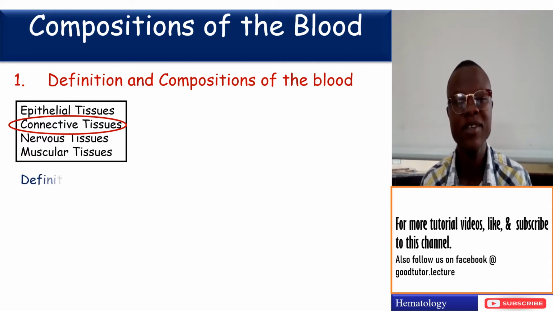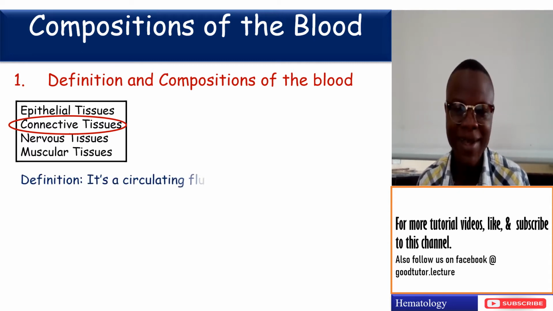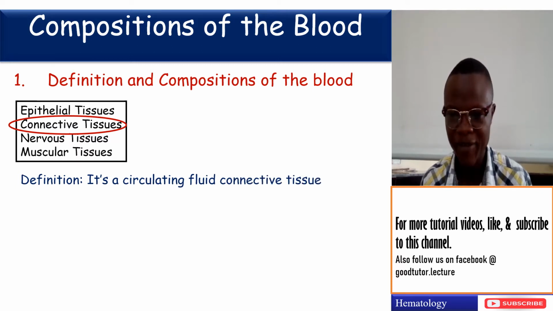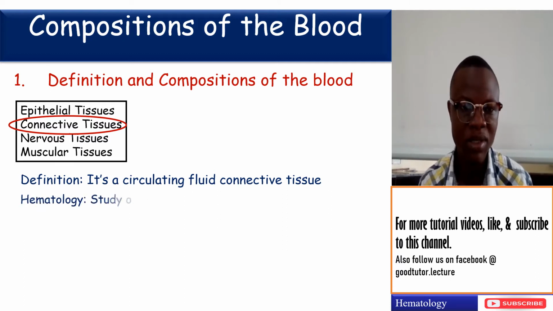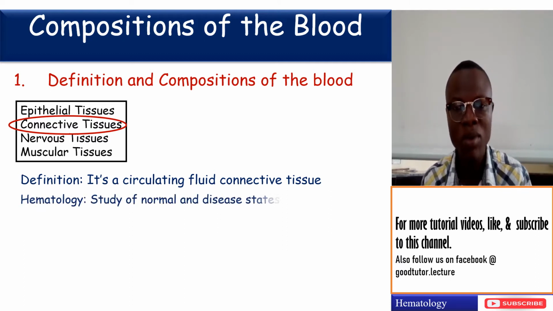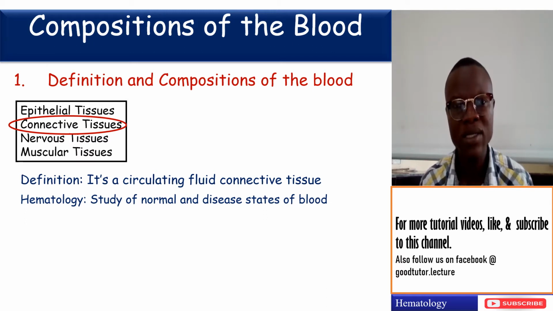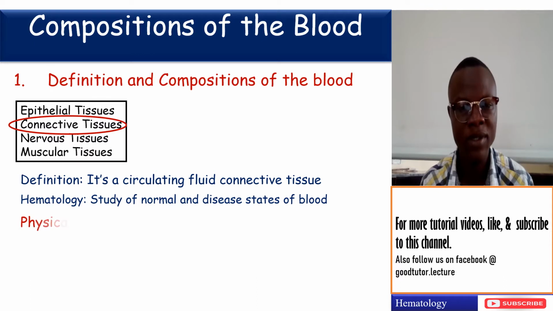So by definition, the blood is defined as a circulating fluid connective tissue in the body. With that said, there is a field that is dedicated primarily to the study of the blood, taking into consideration the disease state and the normal state. This field is known as hematology, that is the study of the normal and disease states of the blood. With that said, now let us look at some physical properties of the blood.